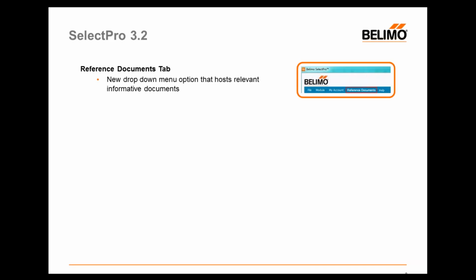If you have any further requests, different documents you think would be a good idea to put in, please let me know. This was just a nice thing to have, so when you're in SelectPro and you have a question or you just want to take a look at something, instead of going to our website, which all of these documents are on belimo.us as well, or looking in the PGPL, you can just stay in SelectPro, click on reference documents, and then when you click on whatever document you need, it automatically opens the PDF.